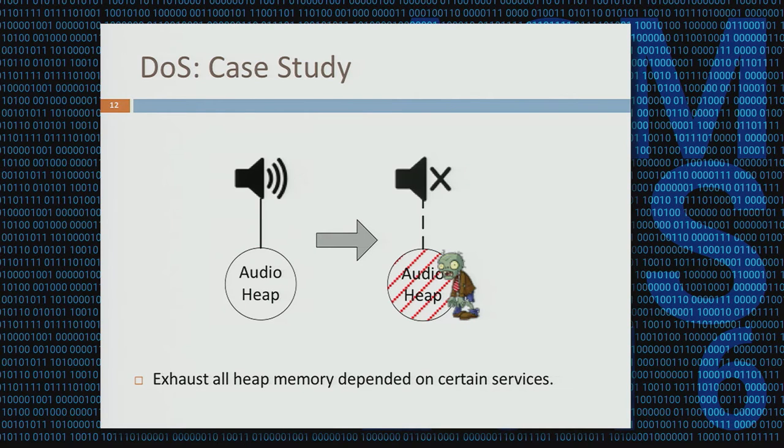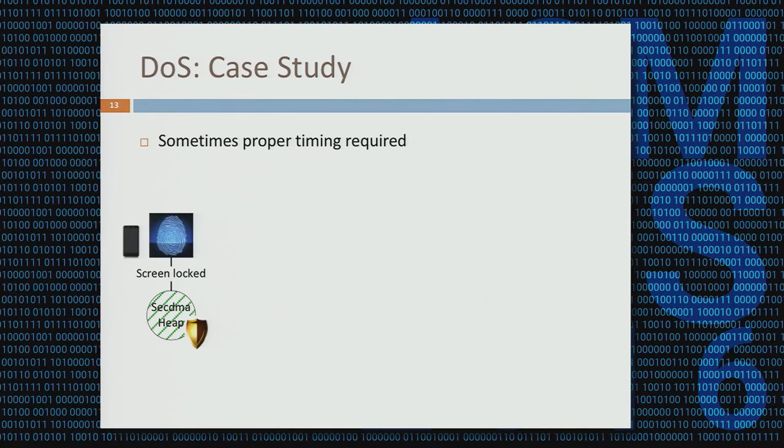But not all the DOS vulnerabilities are so easy to exploit. Some DOS vulnerabilities need proper timing to exploit. For example, on Samsung S6 and S7, there is a fingerprint authentication service. And this service will rely on an ION heap named SecDMA heap. The name SecDMA is short for secure DMA, but it seems that it's not so secure. The thing is that once the screen is locked, the fingerprint service will occupy all the memory from the SecDMA heap. So at this time point, we cannot grab the memory from this heap.